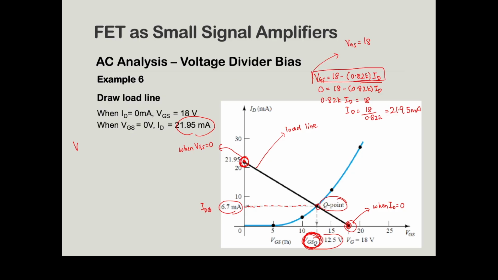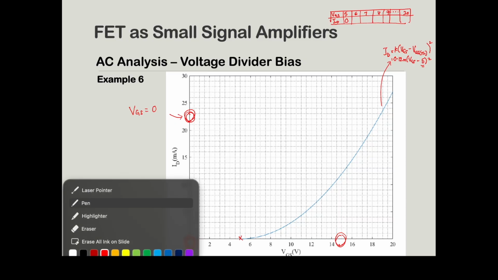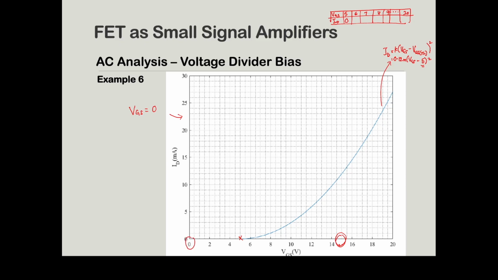When your VGS is equal to 0, we will get the equation, ID will become 18 divided by 0.82K, and we will get 21.95 milliampere. When you get this value, look back into your graph and find where the value 21.95 is. This is 21, this is 22, so 21.95 is somewhere close to 22. So this is your one point.